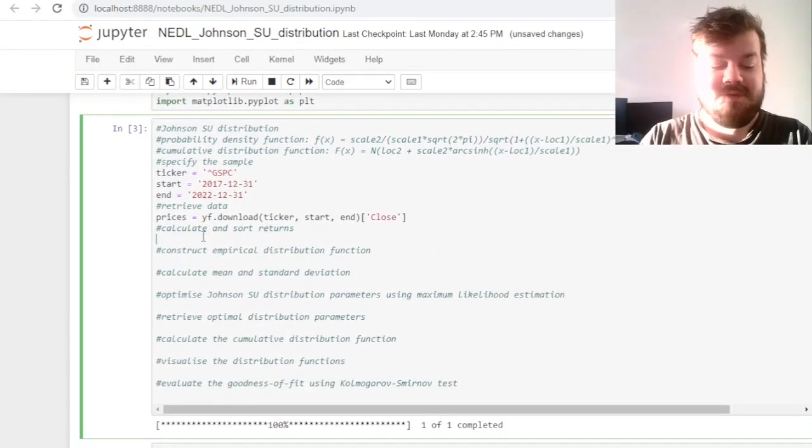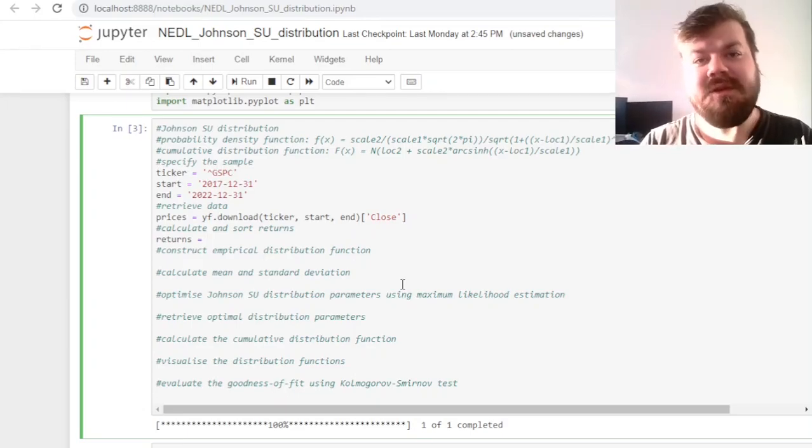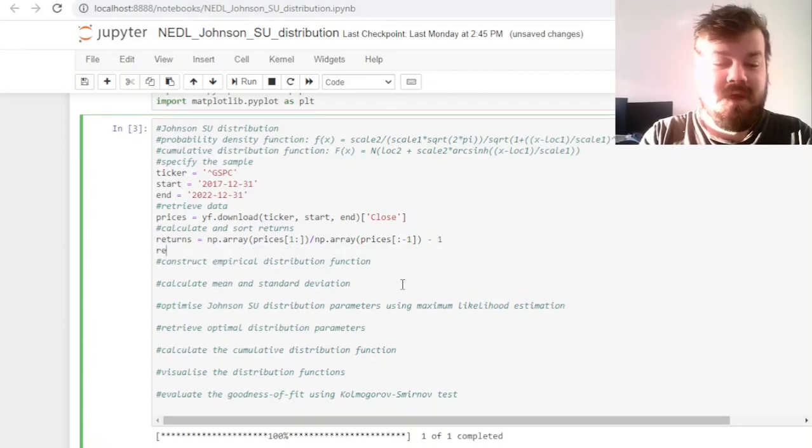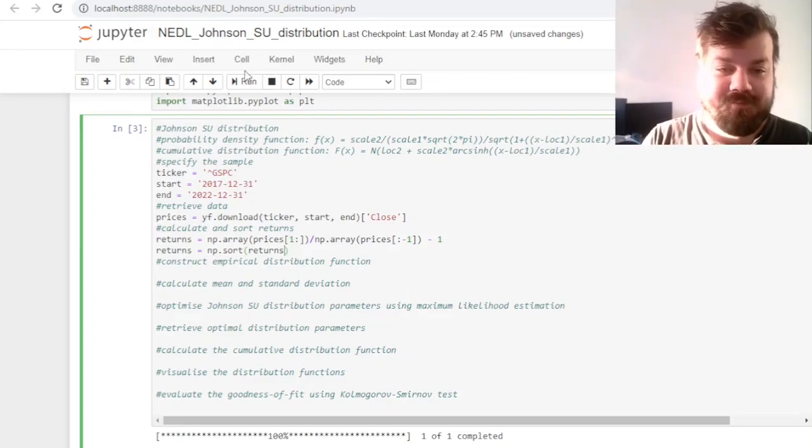Then we can calculate returns and sort them from smallest to largest for the distribution fitting purposes to construct the empirical distribution function. So the returns would be a NumPy array of prices from the second all the way to the end, divided by the NumPy array of prices from the start to the penultimate, second to last value, minus one. And then we can use the NumPy sort function to sort the results.